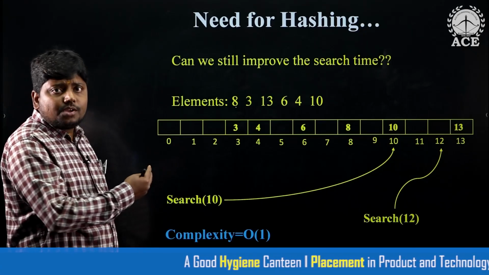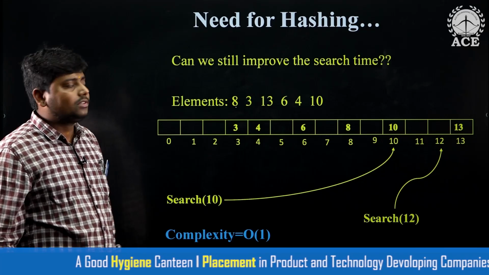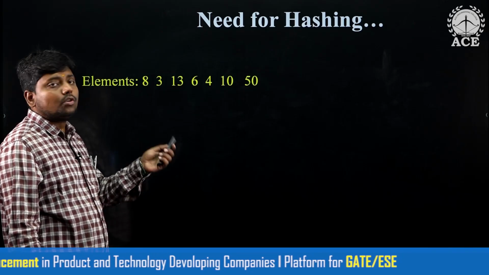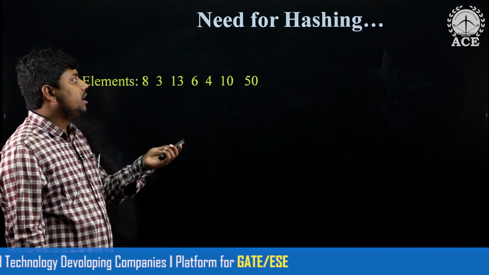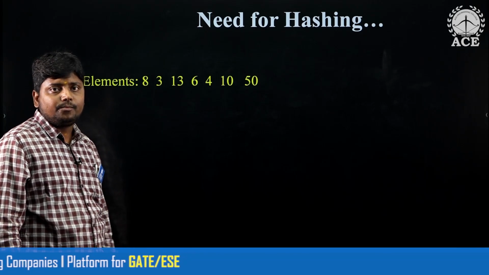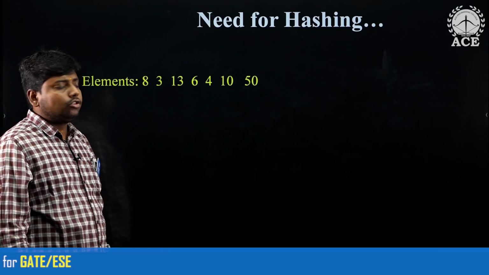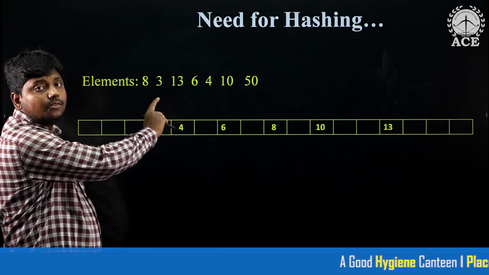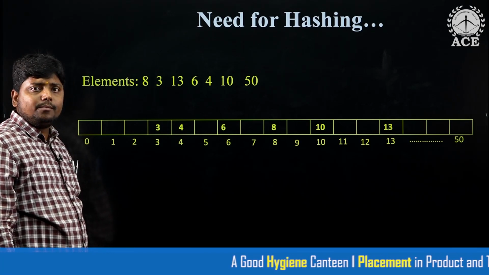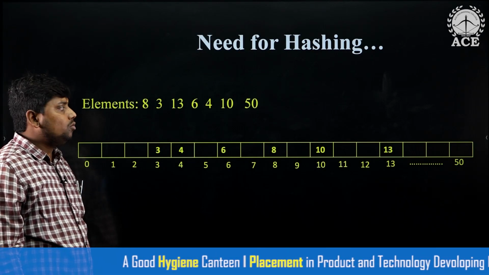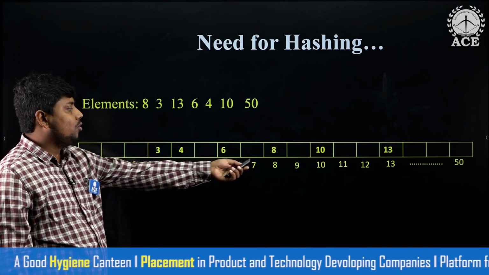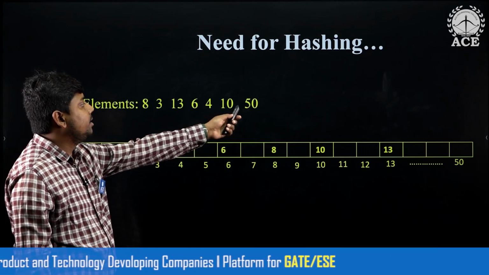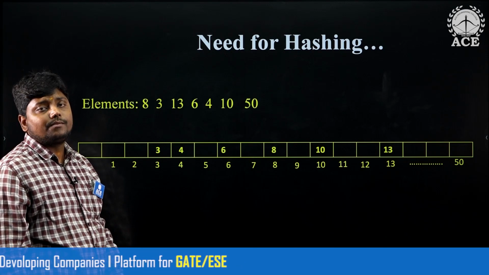But is it very much efficient? Let's see with the help of one more example. Suppose we have the elements 8, 3, 13, 6, 4, 10, which we had taken previously, and we have included one more element, 50. Now what happens in this case? We are creating an array of size 50, and we are storing the elements at their own index value. So 8 will be stored at index value 8, 3 will be stored at index location 3, and similarly, 50 will be stored at index location 50.